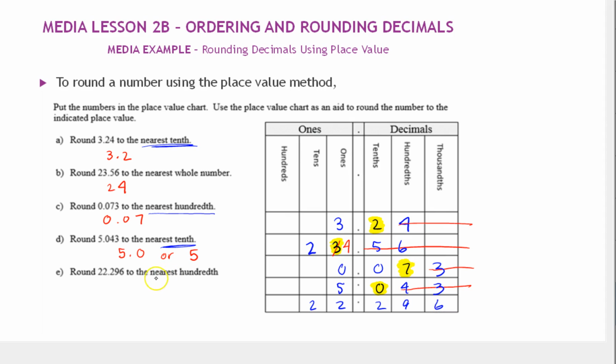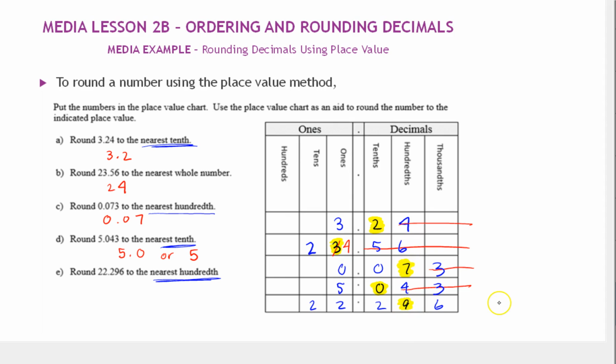Now finally, 22.296. We want to round this to the nearest hundredth. So let's highlight the hundredths place. So are we going to keep this a 9 or add 1 to it? Well, looking at the number to the right, this is 6, so we're going to add 1 to it. But now you may see what's going to happen here. If we add 1 to 9, well, that's 10, and we don't put 2 digits in a place value.